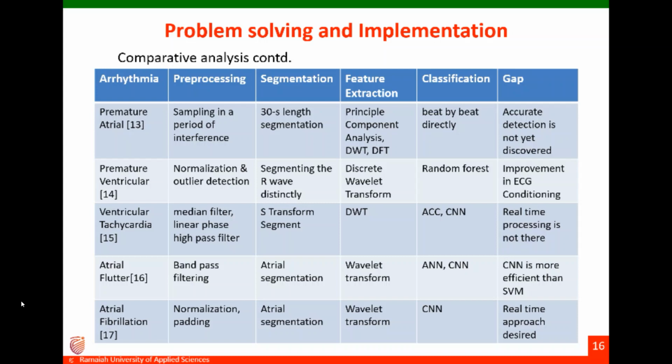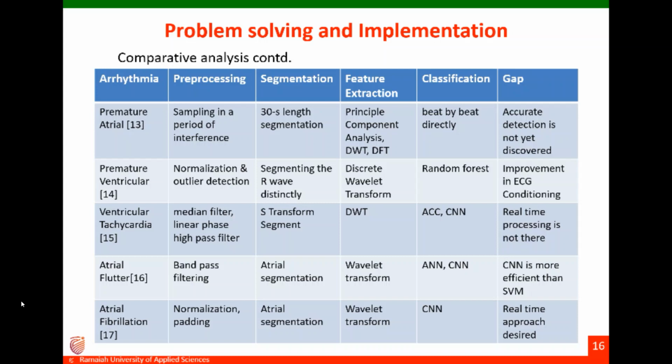So ventricular tachycardia is the next arrhythmia that is analyzed, and the pre-processing for this is median filter, linear phase, high pass filters, and the segmentation is done from S transform segment, and the feature extraction is DWT. The algorithm for the classification is CNN. Real-time processing is not here. That is the main gap with the research of this arrhythmia.